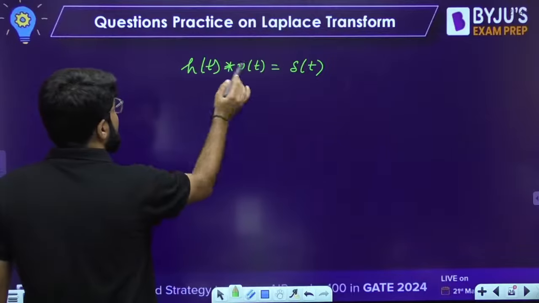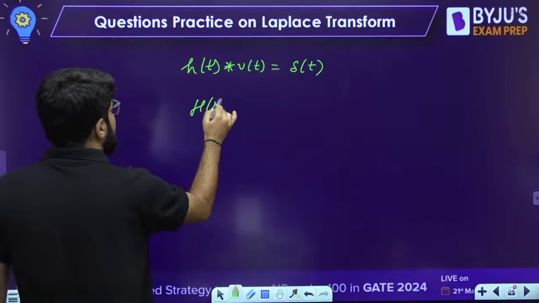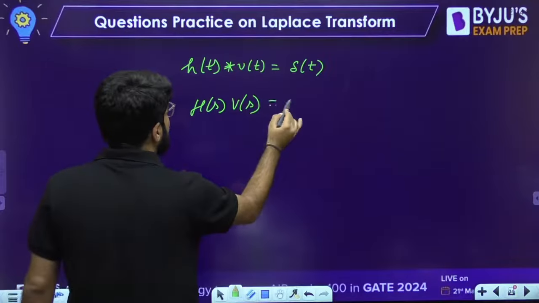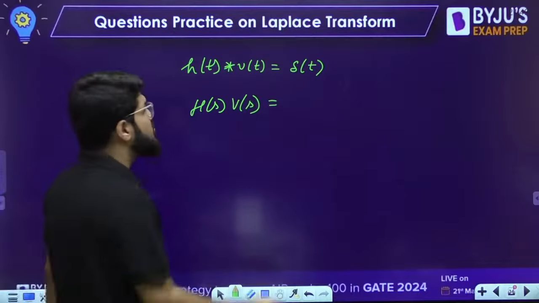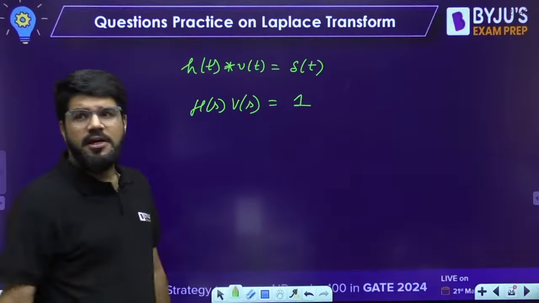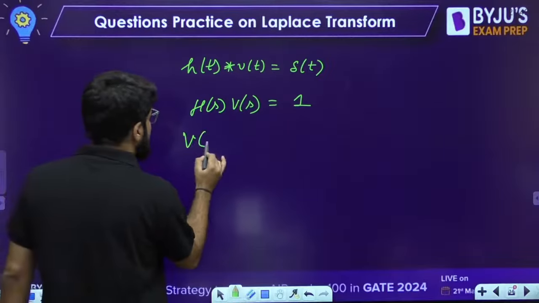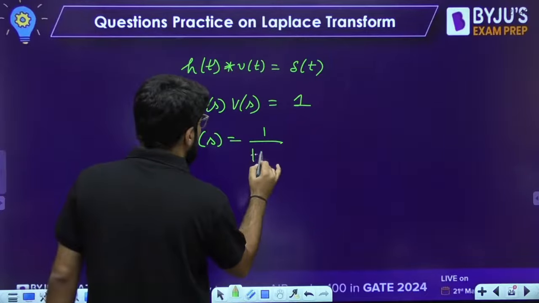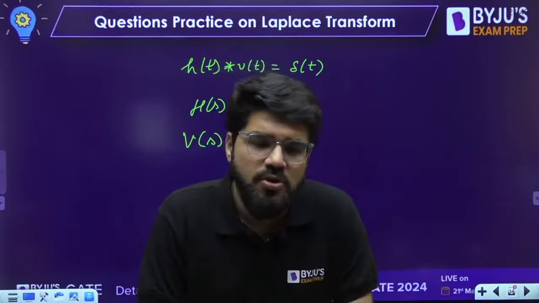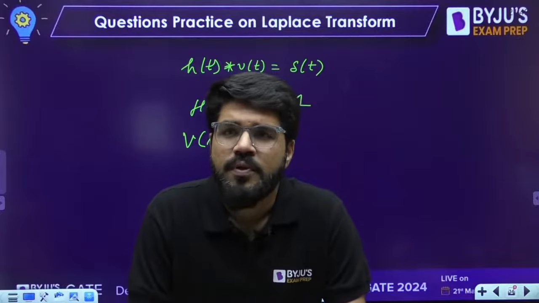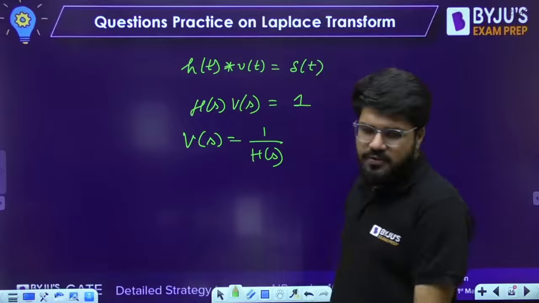Now take it into the Laplace transform. First of all, convolution corresponds to multiplication. H(s) multiplied by V(s) should be equal to the Laplace transform of the right side also. What is the Laplace transform of delta(t)? It will be 1. Good evening all. So what is V(s)? I will find V(s), and that is 1 upon H(s). That is known as the inverse system. This is also the concept of inverse of a system.